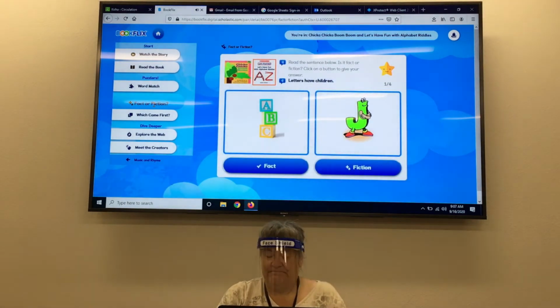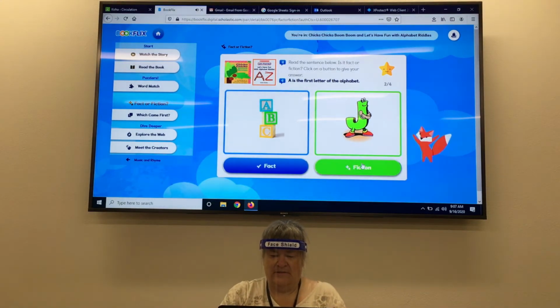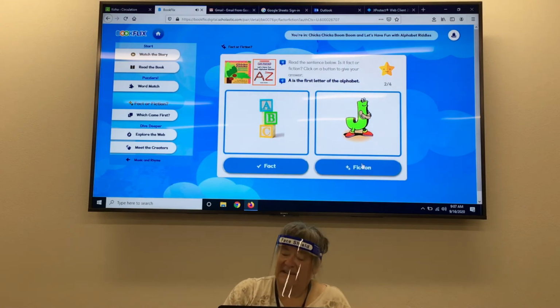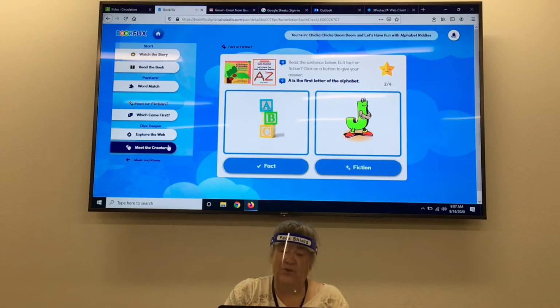Fact or fiction? Read the sentence below. Is it fact or fiction? Click on a button to give your answer. Letters have children. Do letters have children? Is that a fact? Or is that fiction? Fact is real. Fiction is no. Letters don't have children. Nice work. A is the first letter of the alphabet. It will continue on the whole game with you. This one, you're just answering the questions. It's the comprehension. What did you learn?